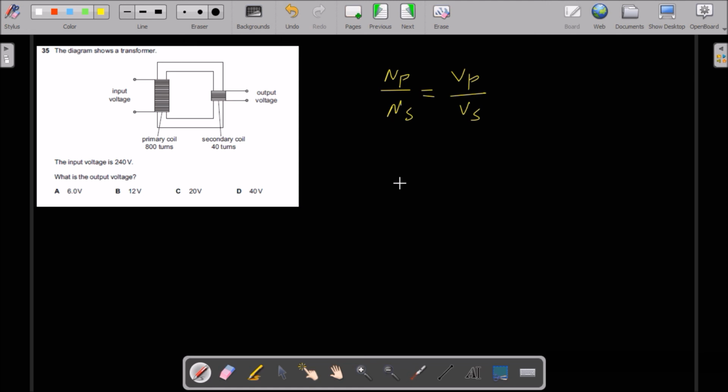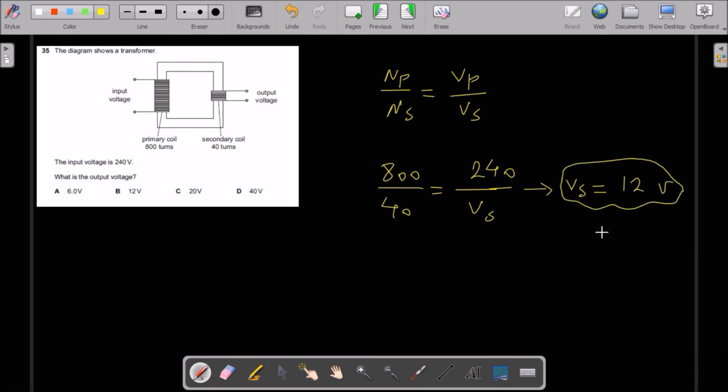So primary turns is 800, divided by secondary is 40, and then input voltage is 240. Secondary voltage is not given. So if you do cross multiplication, you can find 12 volt.